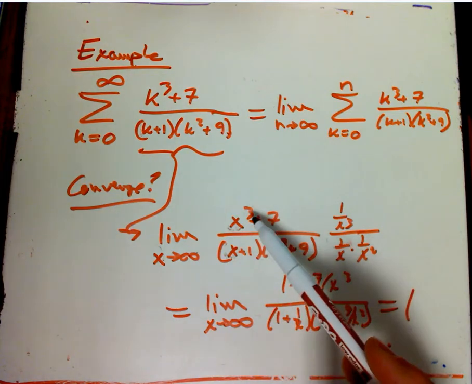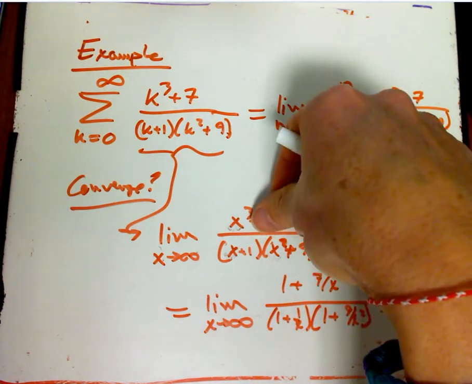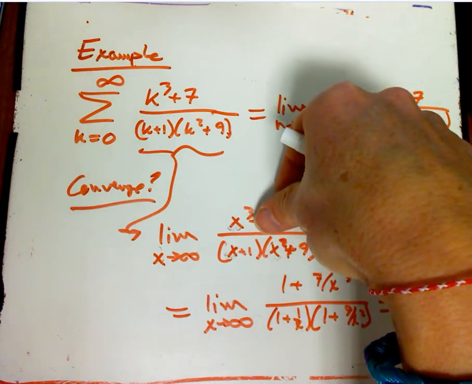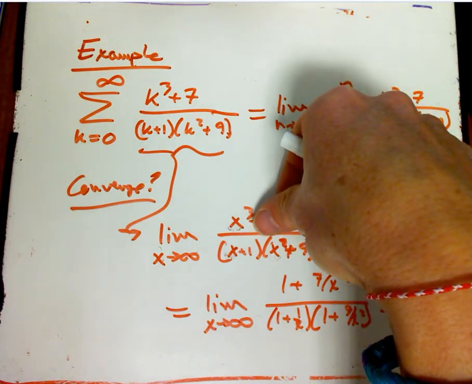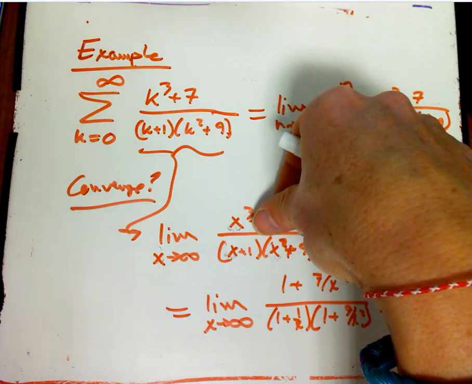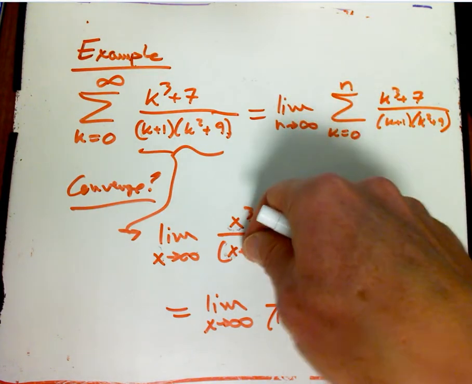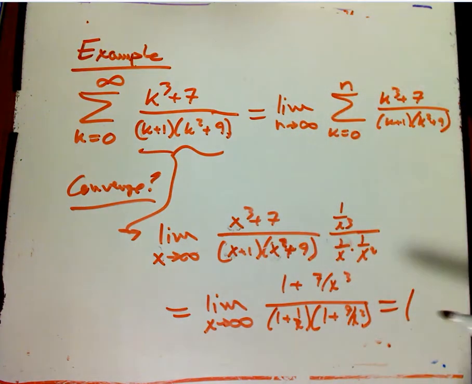And the quick and dirty way, of course, is to cover up all the lower order terms. And that works as long as there's no weird square roots, no weird sign issues. If it's really a pure rational function, cover up that, and the 1 and the 9, it's x cubed over x cubed, and it goes to 1.